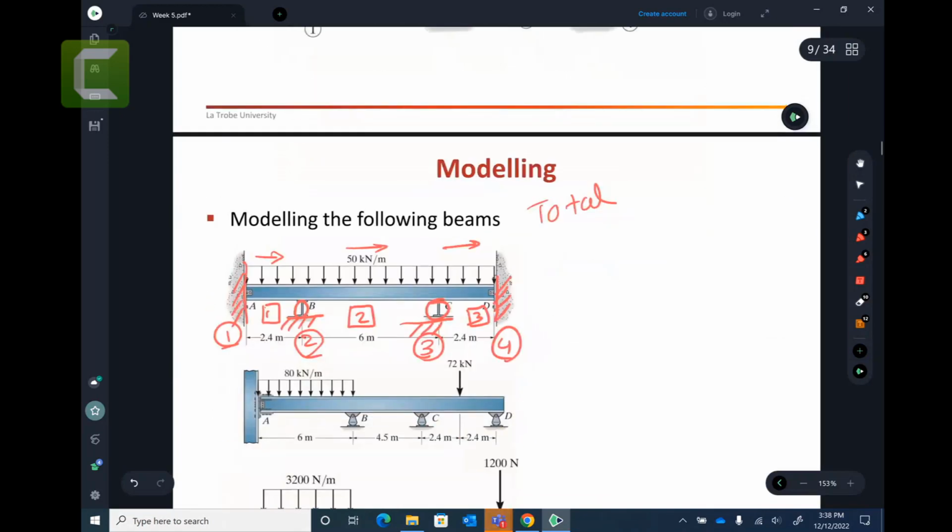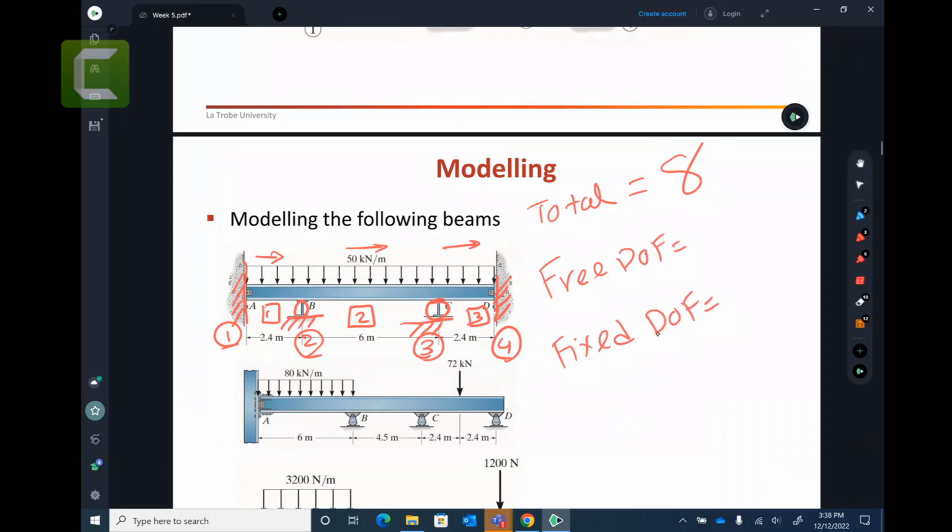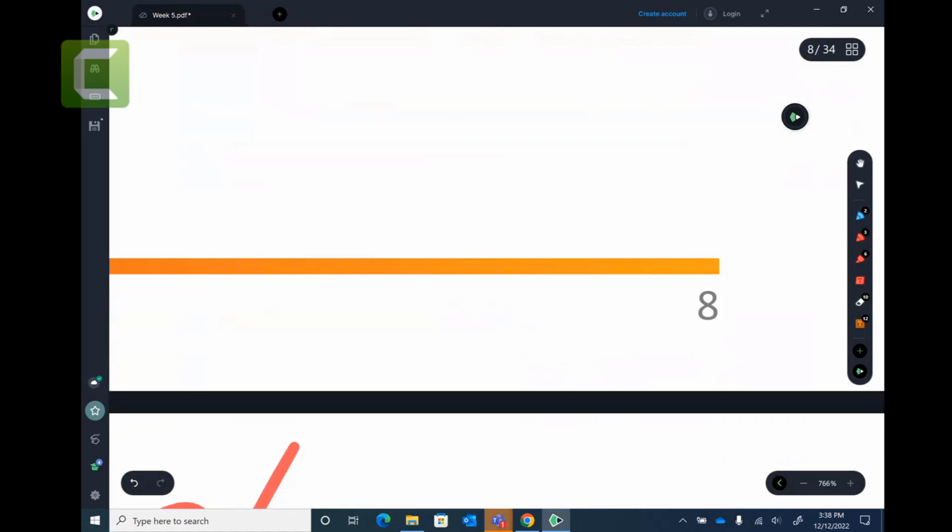What would you suggest that total degree of this node 2, 3, 4? Yep, so total 8 degrees of freedom are there. Now out of 8, how many free degrees of freedom, and how many fixed degrees of freedom? Questions: how many free degrees of freedom? How many fixed degrees of freedom? I can take you back here.